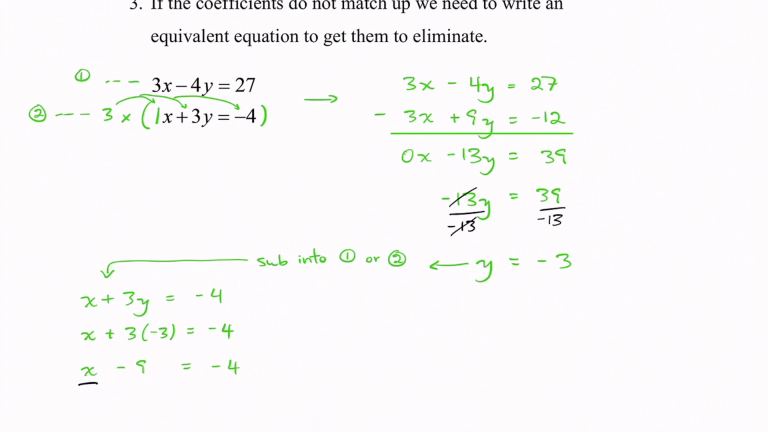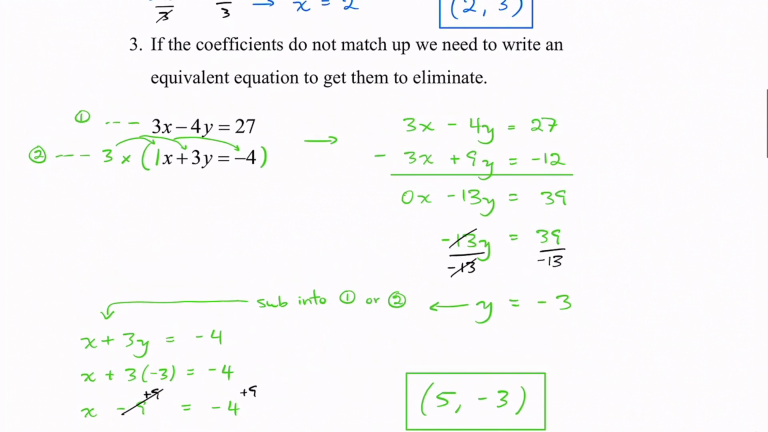And then we want to get the x by itself, so we got to get rid of this -9. So we're going to add 9, add 9. 9's will cancel, and we get x is equal to -4 plus 9, that is 5. So now we got x is 5, and before we had y is -3. So putting those together, our answer is 5 and -3.